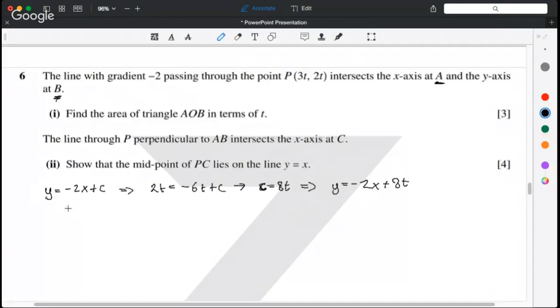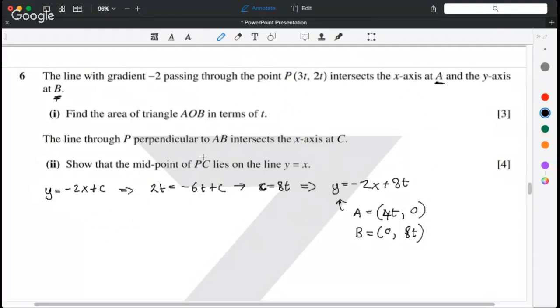Well, the x-intercept is reached when y is 0, right? So when y is 0, A has 0 as y-coordinate, and its x-coordinate is found when y is 0. We find the x-coordinate is 4t, comma 0. And B, well, that's the y-intercept. That's reached when x is 0. And when x is 0, y is equal to 8t.